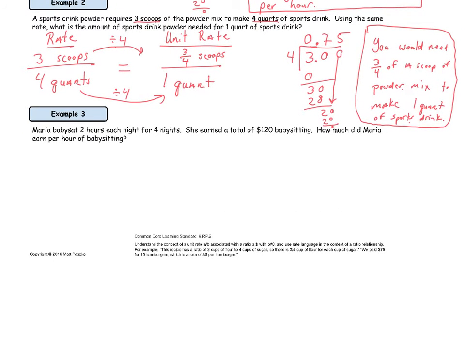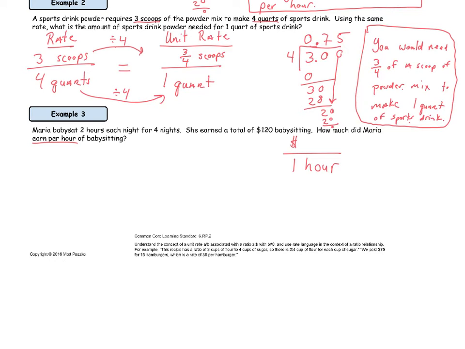Example number 3 says Maria babysat 2 hours each night for 4 nights. She earned a total of $120 babysitting. How much did Maria earn per hour of babysitting? So based on the question, what they want us to find is how much she earned per hour. So dollars for every 1 hour. That's what we want to get in the end. We have to find the unit rate in which she gets paid dollars per hour.